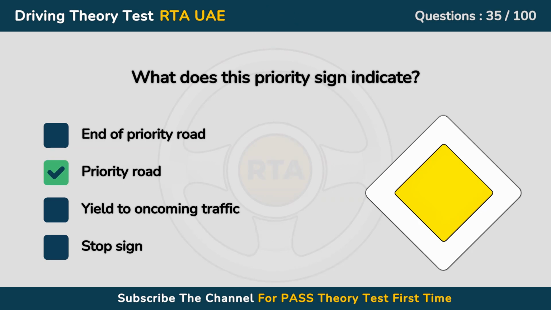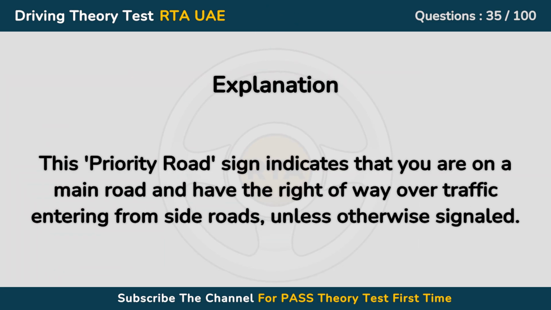Answer is B. Priority road. This priority road sign indicates that you are on a main road and have the right of way over traffic entering from side roads, unless otherwise signaled.